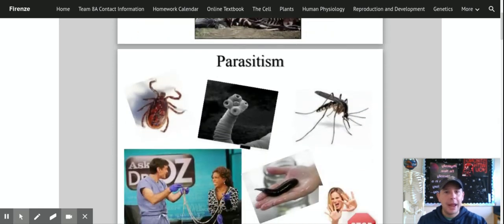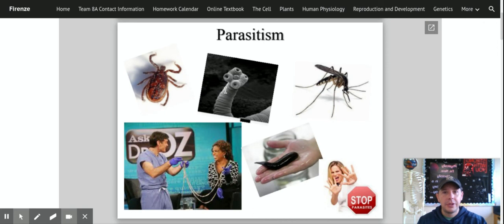We also have things called parasites. We have a tick here, a mosquito here, a slug, a tapeworm. These are all organisms that get their energy from harming a host. So a tick will land on you and start biting you and taking in your blood, and it's in fact harming you. Eventually, the host can become very sick and die if a parasite is allowed to continue to feed off of it.